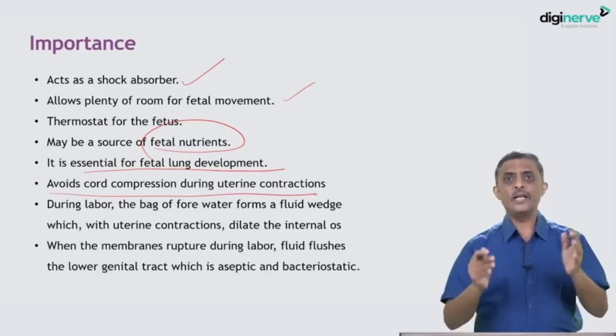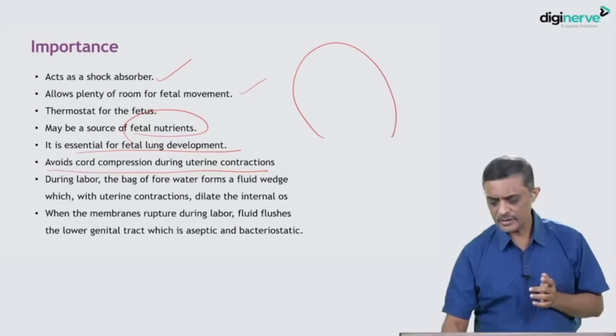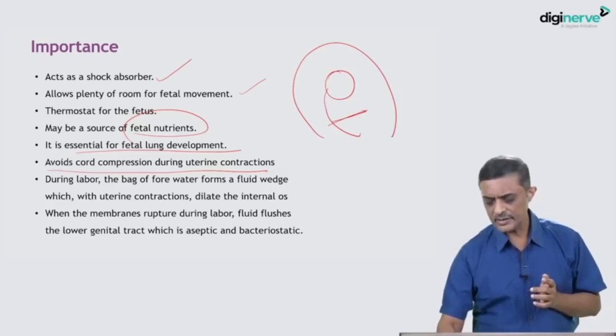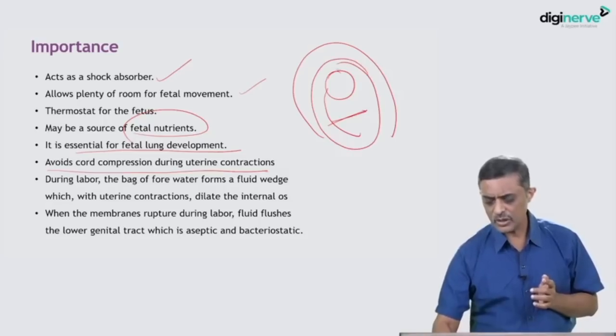During labor, whenever the uterus contracts, remember, this is the baby and this is the umbilical cord, and you have amniotic fluid all around.